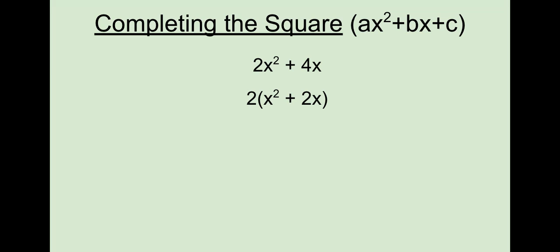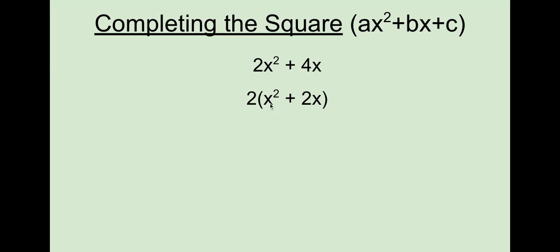Okay, and now how did I do this? I pulled out a 2 and then I divided each piece by 2. So 2x squared divided by 2 is x squared. 4x divided by 2 is 2x. So I just did my normal factoring. Right? And factoring is about division. So I'll divide each piece by what I factored out. Okay? Now I have an x squared plus 2x.